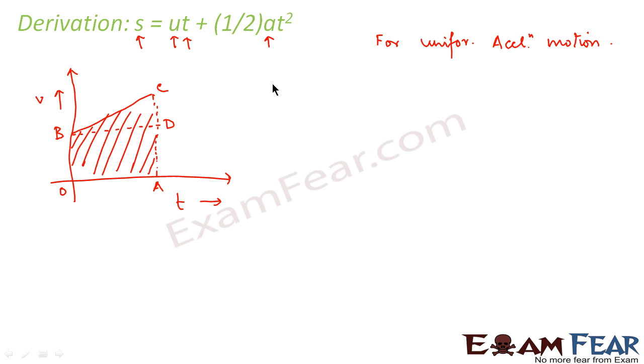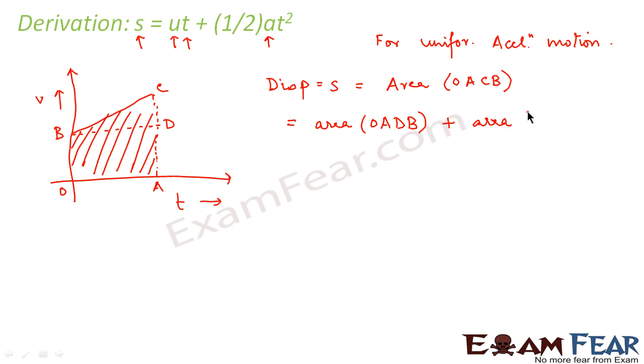So what we can say is from this figure, displacement, that is S, will be equal to the area of this figure, that is area of OACB. Now area of OACB will be area of OADB, which is a rectangle, plus area of the triangle BDC.